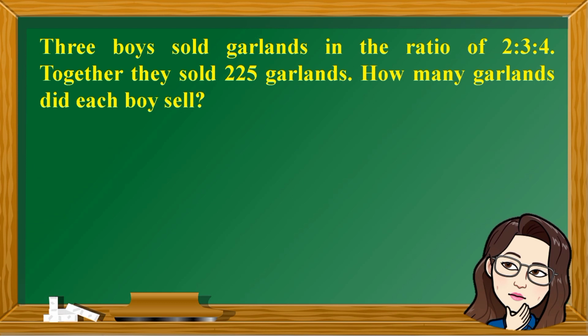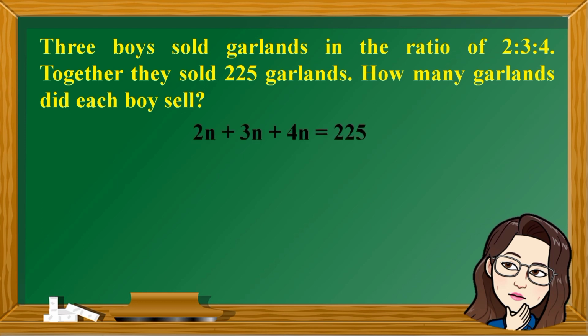Example number 2. 3 boys sold garlands in the ratio of 2:3:4. Together, they sold 225 garlands. How many garlands did each boy sell? We will use the same process. Write the ratio 2:3:4 as 2n:3n:4n. Adding the parts and comparing it to the whole.